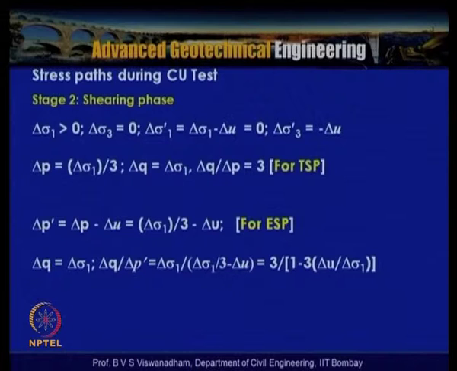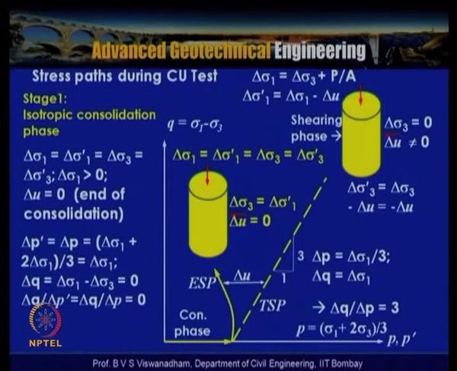But in this case delta P dash is equal to delta P minus delta U, which is nothing but delta sigma 1 by 3 minus delta U, that is what we have done: the pore water pressure change actually has been subtracted, and delta Q is equal to delta sigma 1, where delta Q by delta P dash is equal to delta sigma 1 divided by (delta sigma 1 by 3 minus delta U). So when you simplify that, because this is different, we have 3 divided by (1 minus 3 times the ratio of delta U by delta sigma 1). So because of this particular variation, the effective stress path actually runs like this.